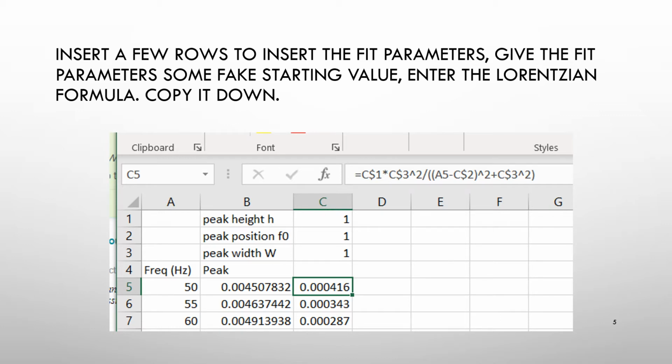And then in C5, we are entering the formula for the Lorentzian: equals $1, that's the height parameter, times $3 caret 2, that's the width parameter squared, divided by a big parenthesis around the denominator, a second parenthesis around the variable A5, the frequency, minus $2, the position frequency, or F0, close the parenthesis, that gets squared, plus $3 caret 2, that's the width parameter squared.